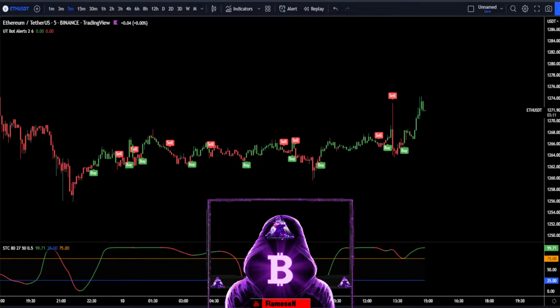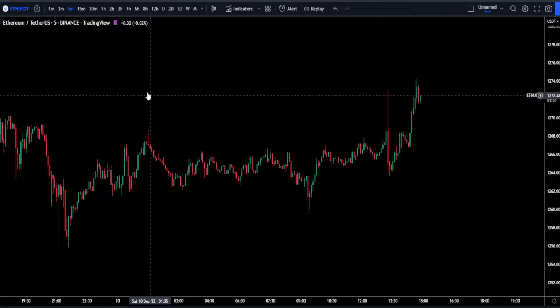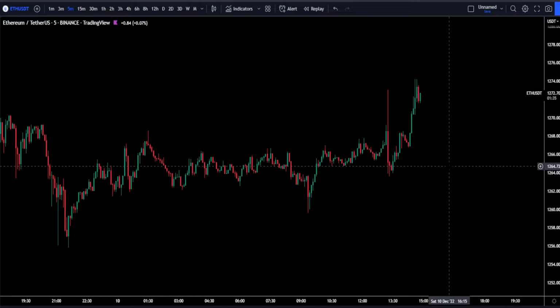Now, without further ado, let's get into it. Okay, so for my backtesting, I will be using Ethereum versus USDT on the 5-minute time frame. This strategy consists of two free TradingView indicators. Now let's go ahead and add them to our chart.